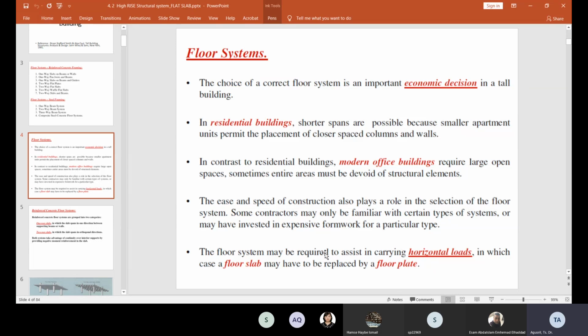So that's why, when you design the building, you need to decide whether you want to utilize the floor system or the slab to resist the horizontal load or not. If you want to utilize the capacity of the slab to resist horizontal loads, it means you need to design the slab as a membrane or floor plate. The floor plate you can compare with the normal slab that will resist the gravity load only, dead load and live load.